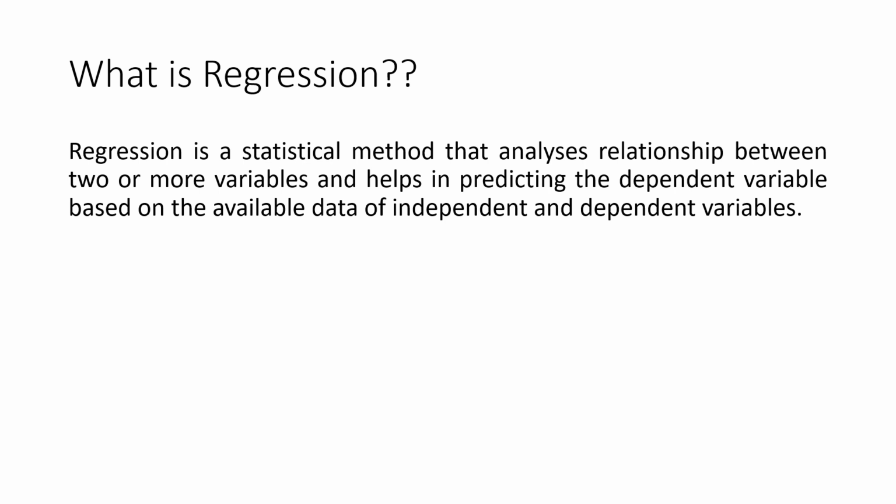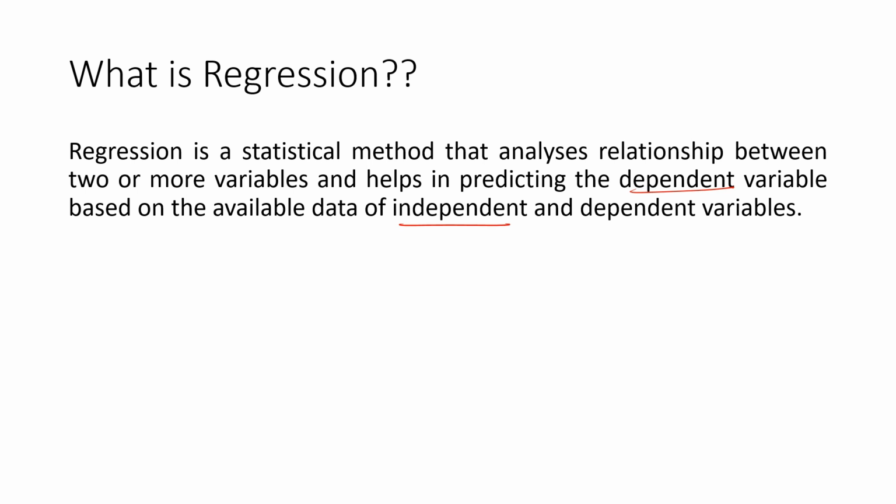And how do we find the relationship? We find the relationship based on the existing data or based on the existing information. Now here we can see two terms. One is the dependent variable, another one is the independent variable. A dependent variable is a variable which depends on some other variables. That is called the dependent variable.